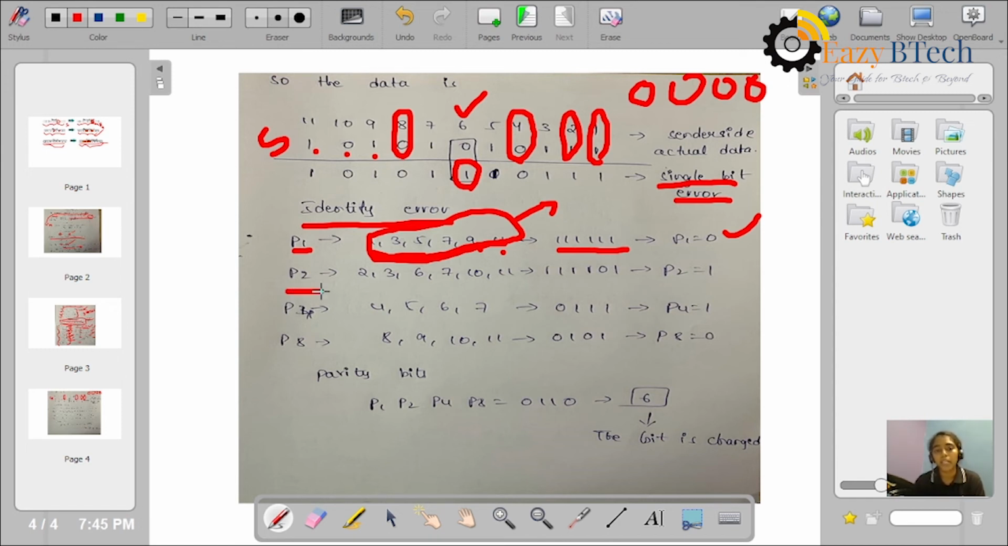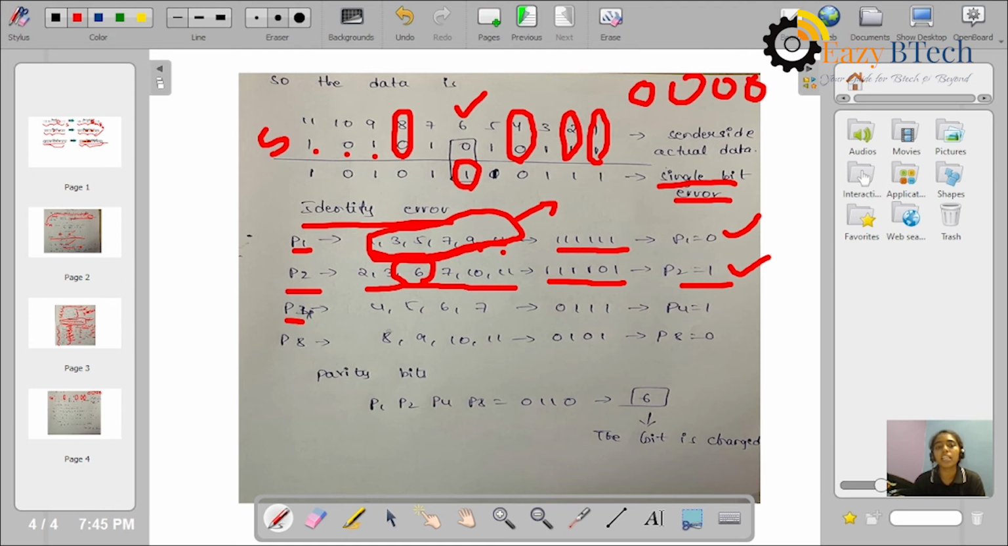Next, P2: 2, 3, 6, 7, 10, 11. So we'll get an odd number of ones. So this is an odd parity. In this we have the sixth position. I modified it: instead of 0, I modified it to 1. Okay, right? So for P2 I get a 1.